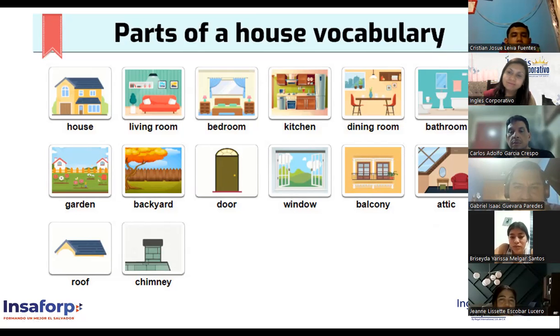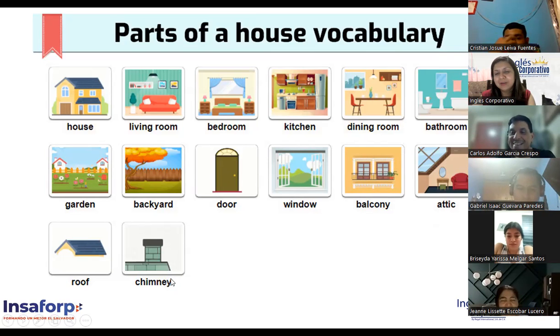Door. Window. Balcony. The attic. Roof. And chimney. Yes, well, in Salvador, we don't have chimneys, right? Oh, unless you live in the countryside and you have a chimney, right?